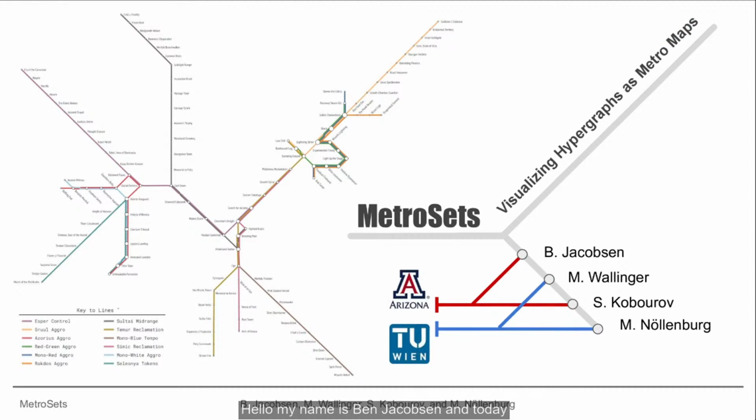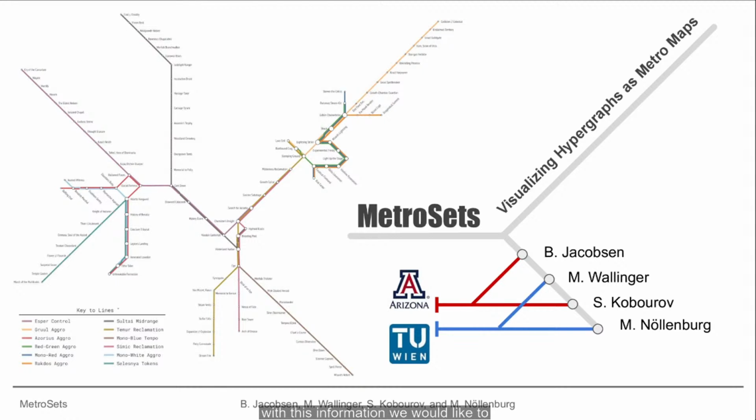My name is Ben Jacobsen, and today I will present MetroSets, a modular online system for set visualization. This project was a collaboration between myself and my co-authors, Marcus Wallinger, Stefan Kobourov, and Martin Nöllenburg. Analyzing the structure of overlapping sets is a difficult problem which arises naturally in many contexts. The input to this problem is a collection of sets, which each represent some sort of attribute or category, as well as a collection of elements, which each belong to one or more sets. For example, our sets might be genres, while our elements might be movies.